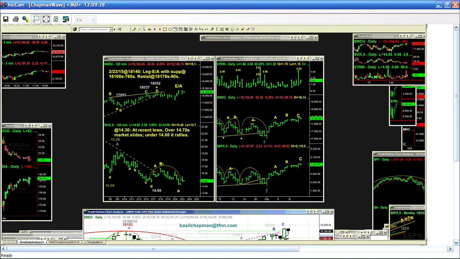And we've also got the VIX index right here. Discussed that at recent lows, over 14.70, the market slides, under 14 it rallies, and right now we're at 14.85, so the market's still somewhat weak.